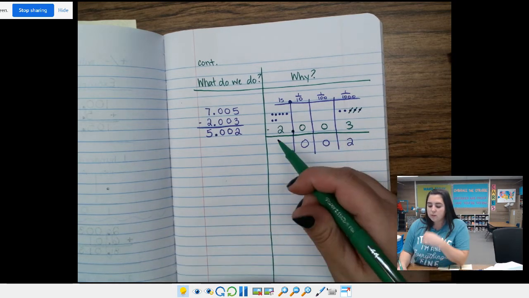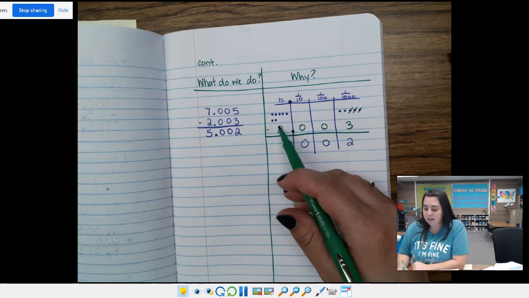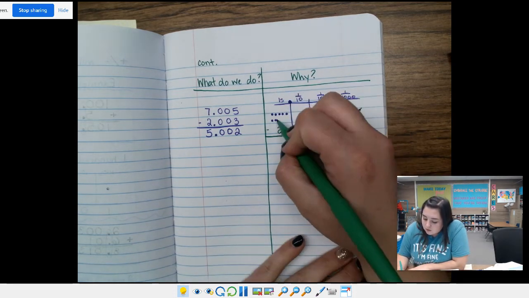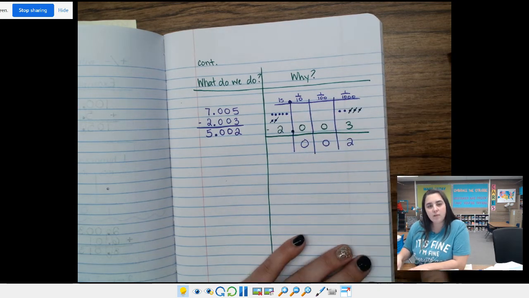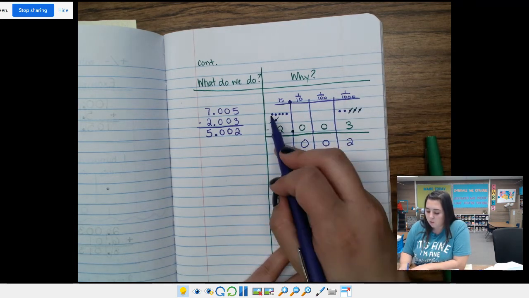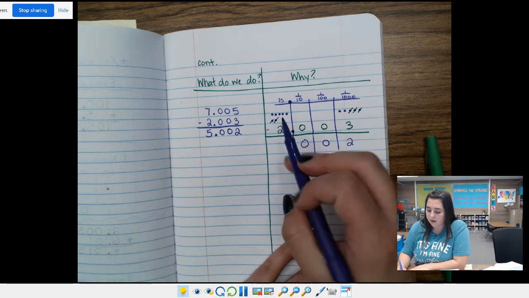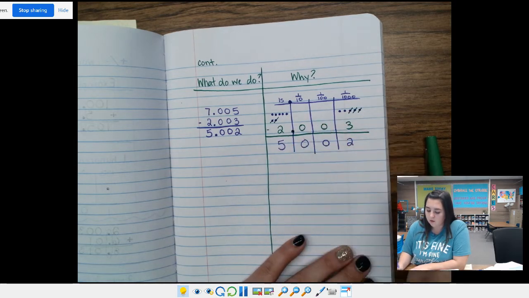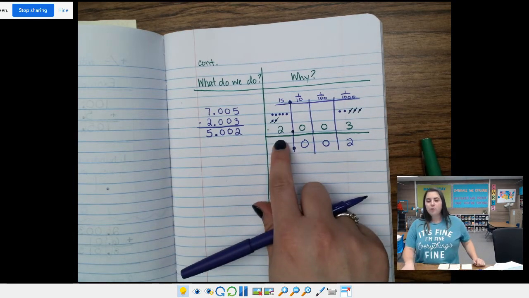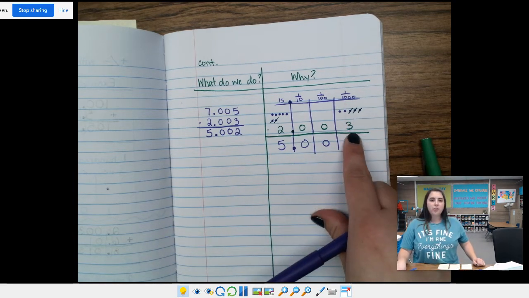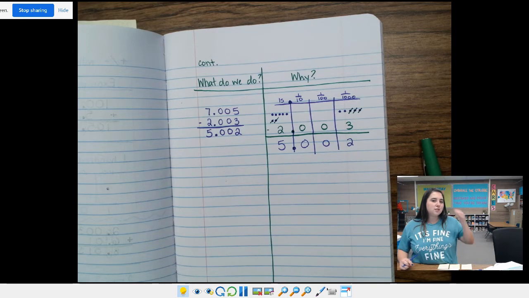And now in my ones place, I started with 7. I need to take away 2. I'm going to subtract 1, 2. What does that leave us with? How many? 1, 2, 3, 4, 5. There's our answer. We had 7, I took away 2. We had 5, I took away 3. Let's look at what this looks like if we have to regroup.